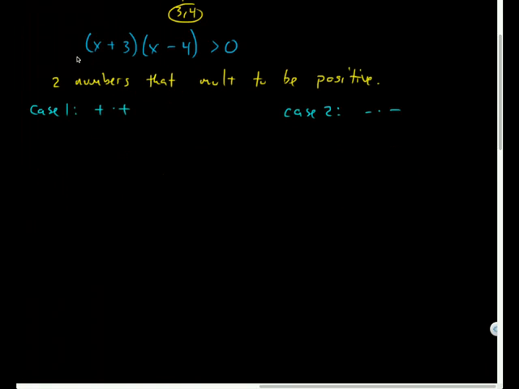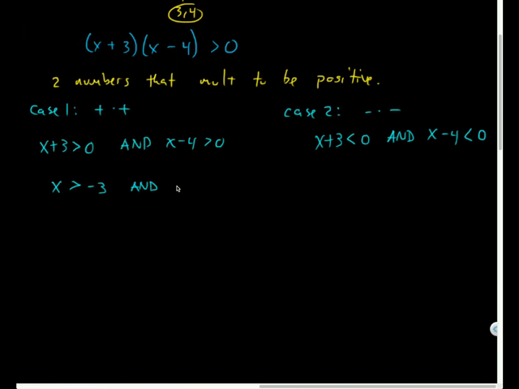So either x plus 3 is greater than 0 and x minus 4 is greater than 0, or this case over here is true, in which x plus 3 is less than 0 and x minus 4 is less than 0. So let's solve all of these and see what happens. So x greater than negative 3 and x is greater than 4.